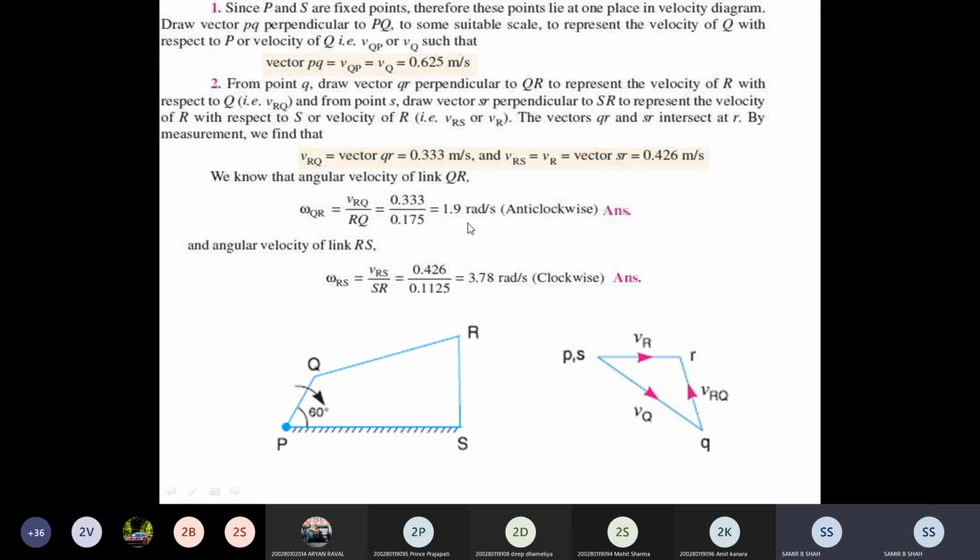Now you can see here RQ. If we talk about RQ, this is clockwise, but RQ may be in the anti-clockwise direction. While for RS, you can see it goes in the clockwise direction. So based on only this direction, you may also provide the direction of the whole velocity diagram.